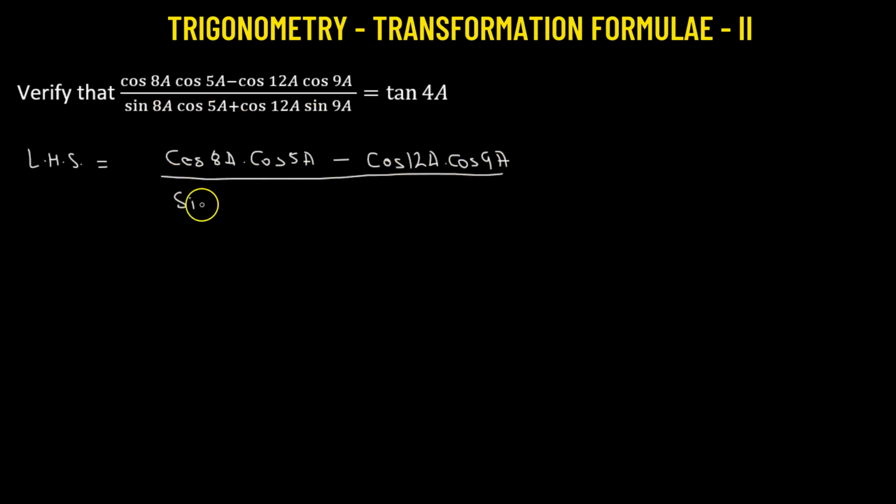The first term is the product of two functions, sine 8a times cosine of 5a, added to cosine of angle 12a times sine of angle 9a. Now what we have here is the product of two trig functions, if we consider the first term. We'll have to use a transformation formula to convert the product to a sum. So let's state the transformation formula that we will be using here.